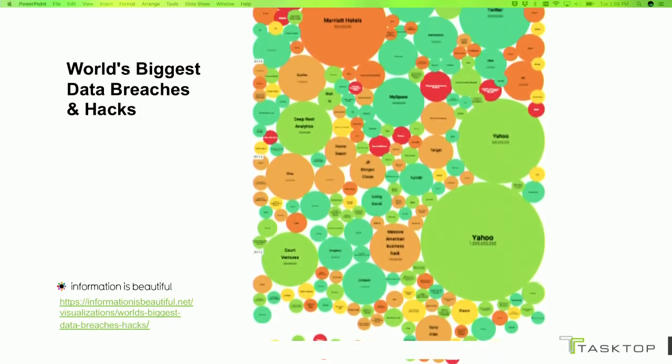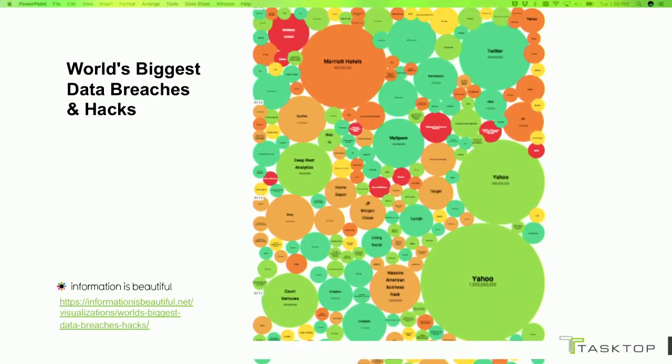And here it's going to go up to 2017. The color of the circle shows the severity of the breach, and the size of the circle shows how many folks were impacted by it.